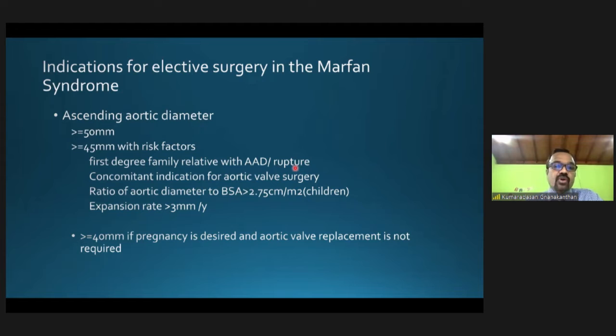Even if it is a smaller diameter, in children especially, you will have to look at the ratio of the aortic diameter to the body surface area. If it is more than 2.75 centimeters per square meter in children, then surgery is indicated, or if the expansion rate is more than 3 millimeters per year. The other indication is in females who want to become pregnant after marriage. In those cases, we will offer them surgery at an even smaller dimension, about 40 millimeters.